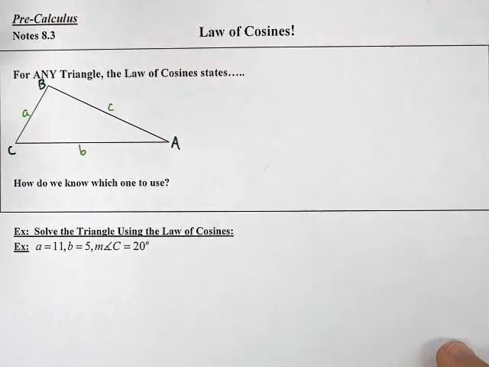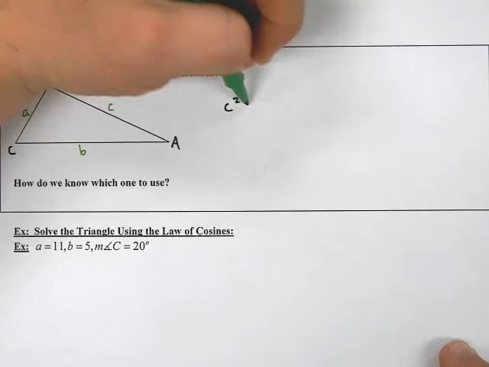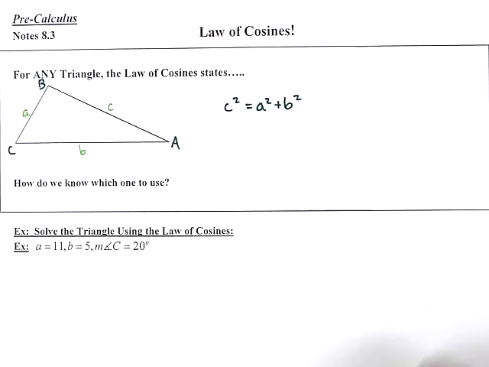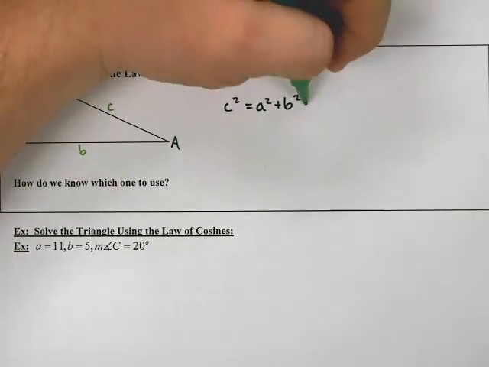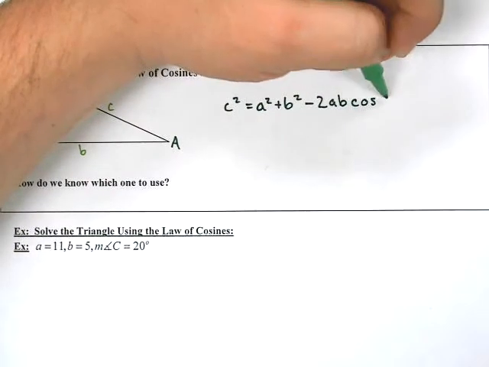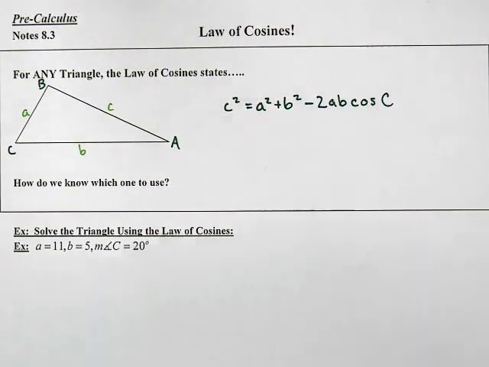Let's say that we're trying to get angle C. Alright? Angle C. Well, then that means that I need to write C squared equals A squared plus B squared. Oh my gosh, that looks a lot like the Pythagorean theorem. But we need to subtract 2AB cosine C. Alright, so you might be asking, Mr. Rabins, this is so confusing. How am I going to remember this?